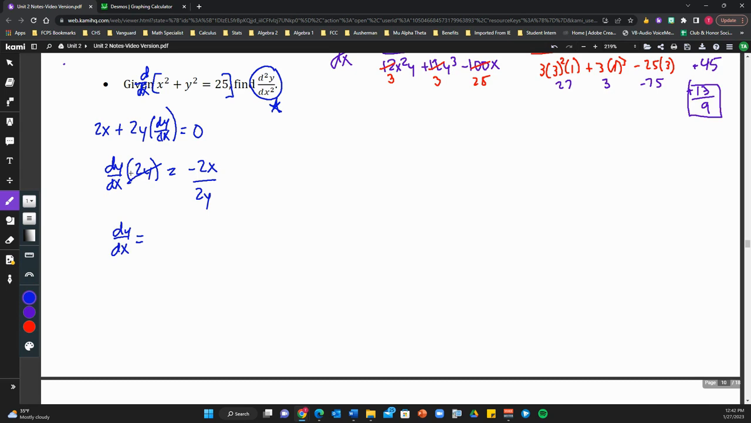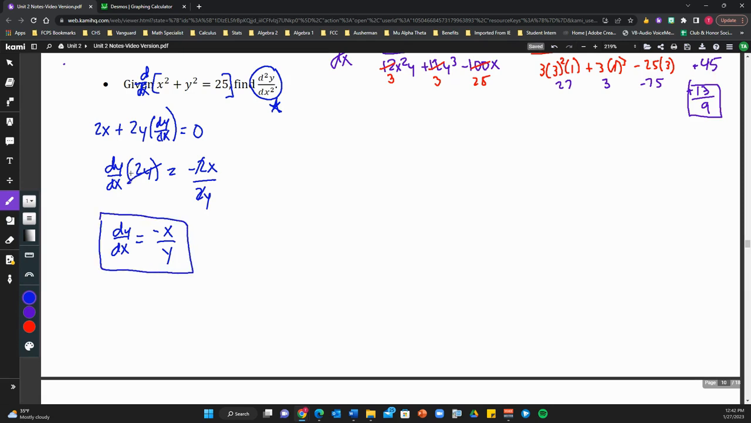And a lot of times where mistakes are made with these is students don't reduce everything out when they find the first derivative. It leaves extra factors in the second derivative, and it makes things much more complicated, or could lead to actually doing something wrong. So in this case, these 2's reduce, and I'm left with negative x over y. That is the equation for dy/dx.